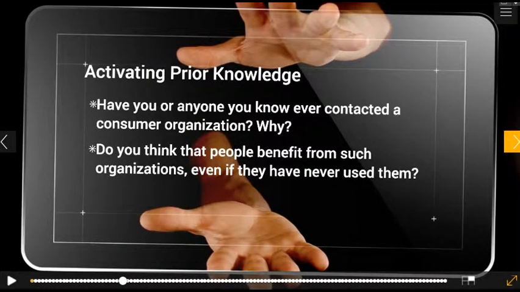Have you or anyone you know ever contacted a consumer organization? Why? Do you think that people benefit from such organizations, even if they never use them?